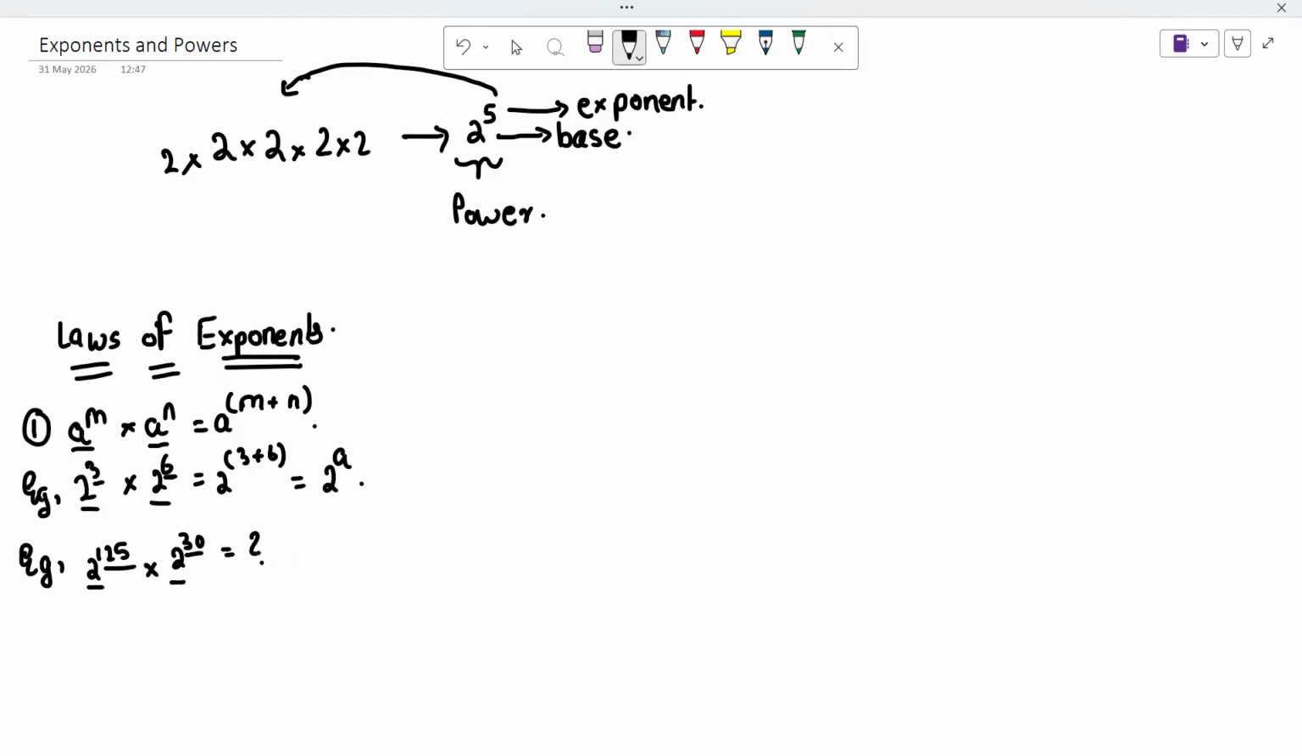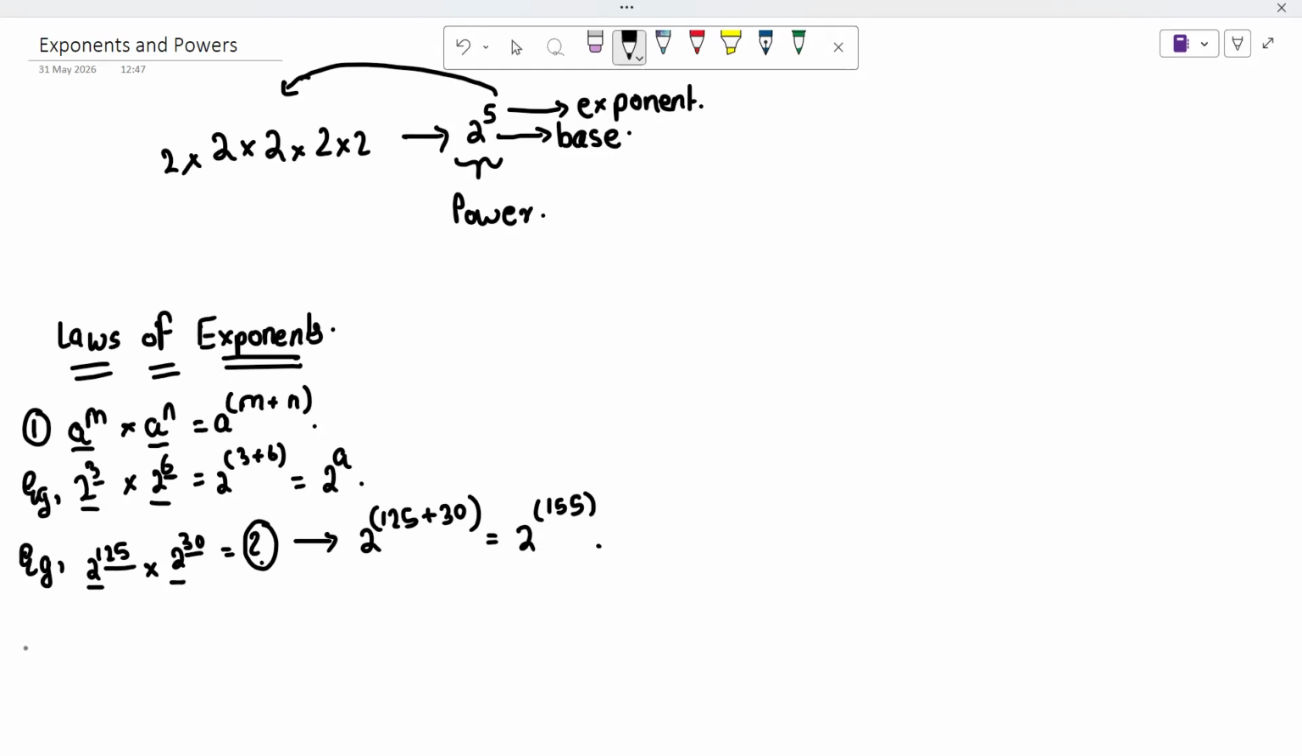So how do we solve this question? We can replace this question mark with 2 power 125 plus 30. What is 2 power 125 plus 30? It is nothing but 2 power 155. And that is your answer.